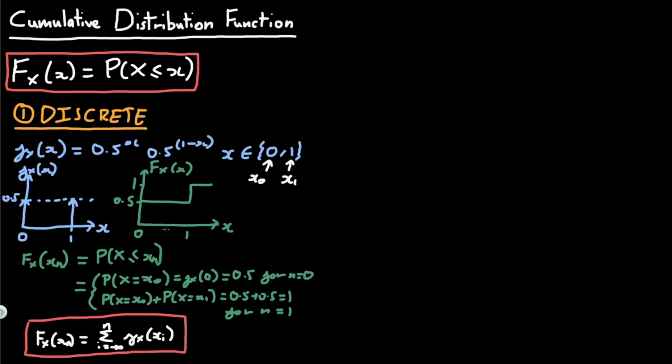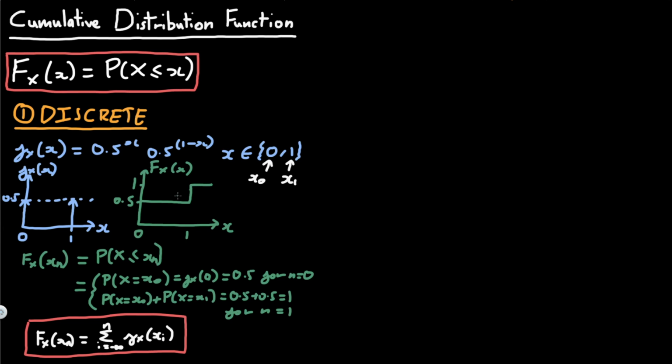So again, if I picked some value here, let's say this is a half, the probability of getting a value less than or equal to a half would be the probability of just getting a 0, because there are no other values below 0 with a probability of greater than 0.